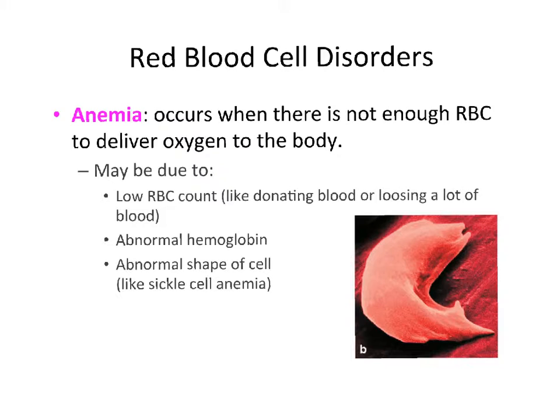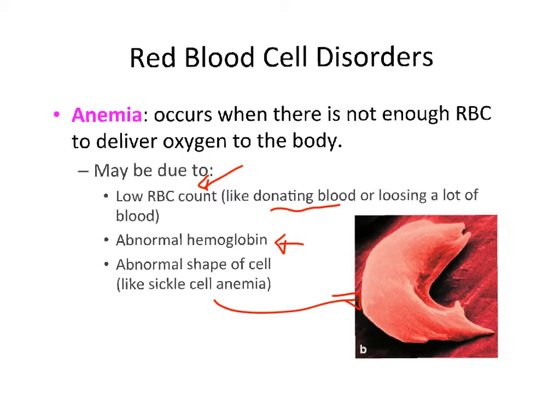The only disease that we're going to talk about for blood, and there are many, HIV, etc., is anemia. Anemia is just a very general category or descriptor for when a body does not have enough red blood cells for some reason. This could be due to low blood count. Maybe you had a traumatic injury, right? Lost a lot of blood, or recently donated blood. You could have abnormal hemoglobin.